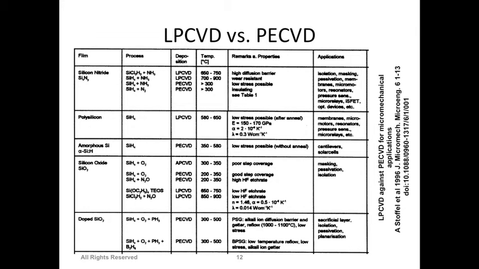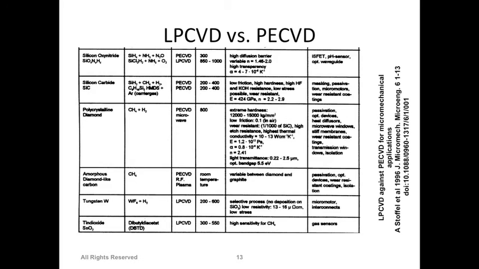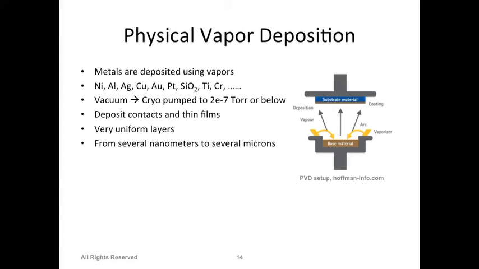PECVD has high deposition rates, right? 50 times more than the other one. Okay, so this is chemical vapor deposition, a very commonly used method in a lot of different techniques.